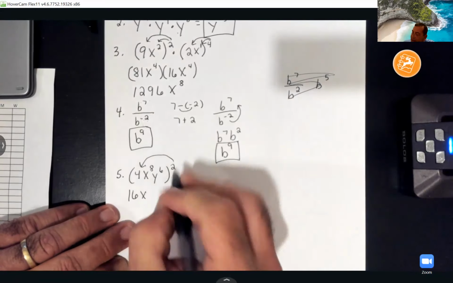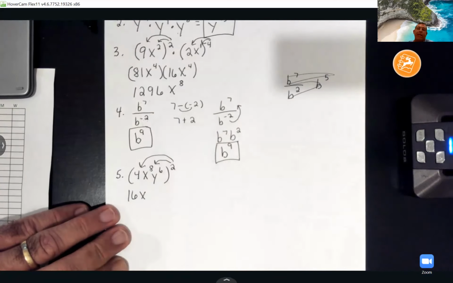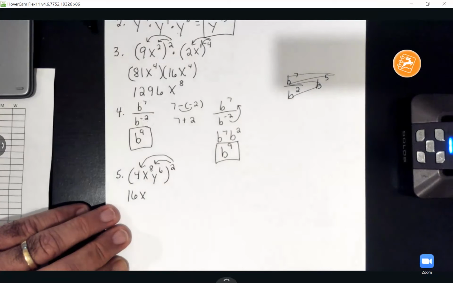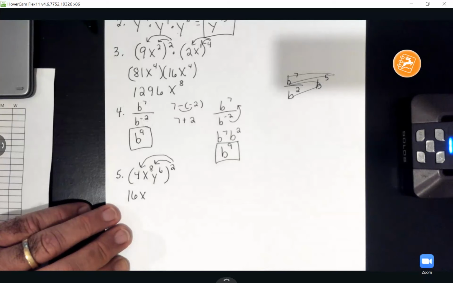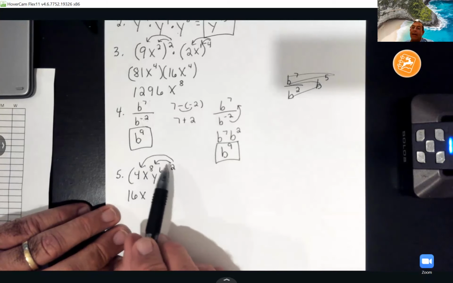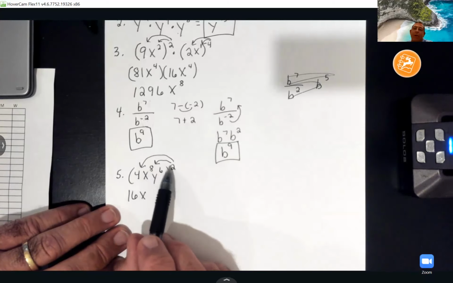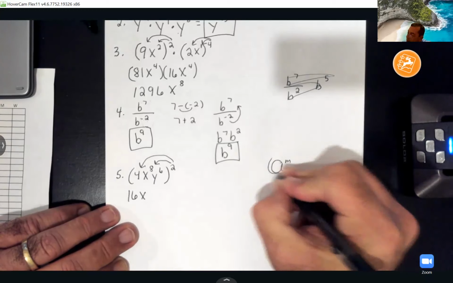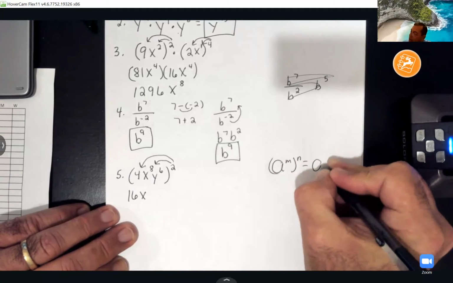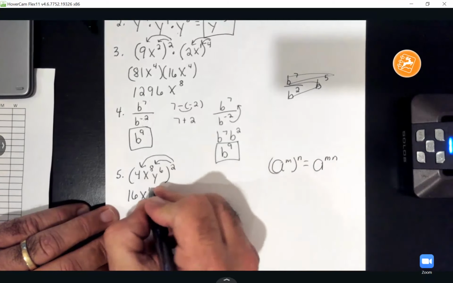Now, on the x, you've got an exponent to an exponent. So now, what is the exponent on that x going to be? Oh, so you're not going to add that. No, remember, exponent to an exponent. If you've got something like this, a to the m raised to the n, you're always going to multiply those. Okay? So the 8 times 2 makes that a 16.